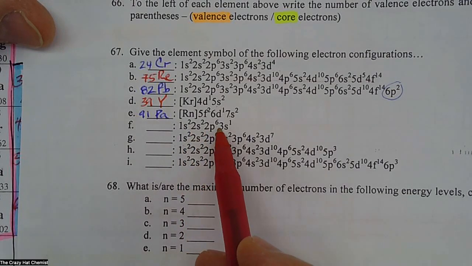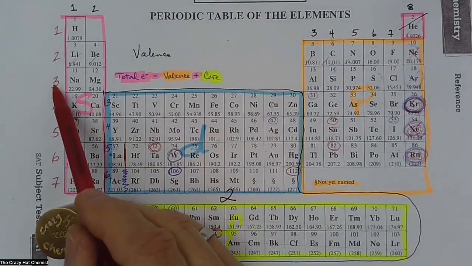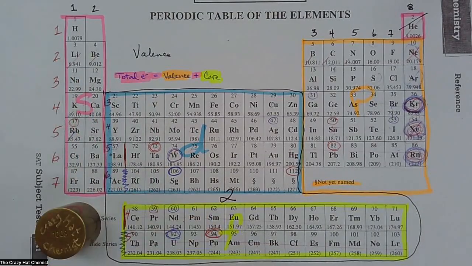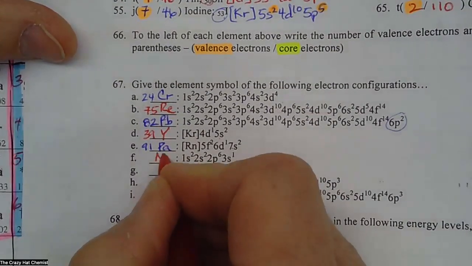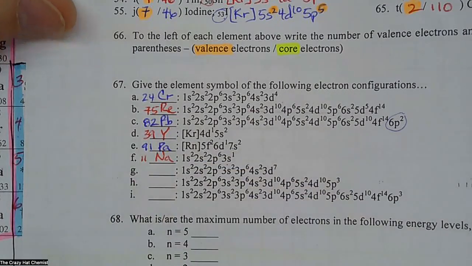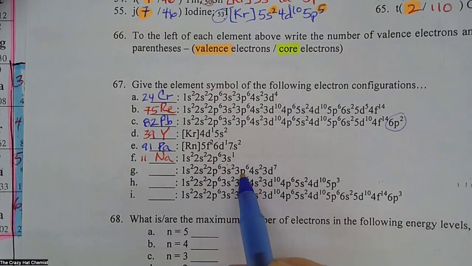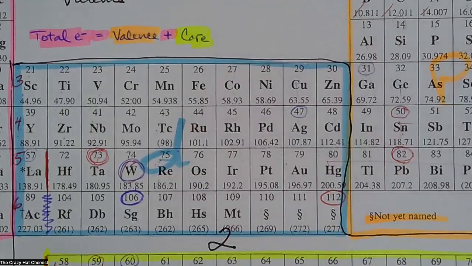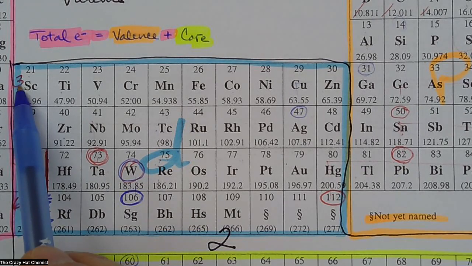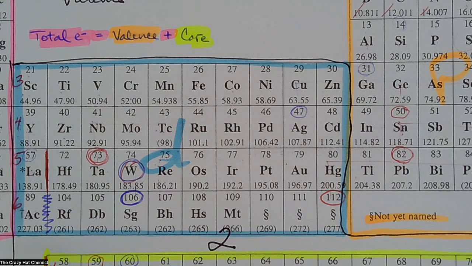1s2, 2s2, 2p6, 3s1. So I'm looking for 3s1. Where's 3s1? There's 3s1. That is sodium, number 11. Everything is filled in prior to that. And Na, number 11. All right, next one. 1s2, 2s2, 2p6, 3s2, 3p6, 4s2, 3d7. So I'm looking for 3d7. That's a 3d1, 2, 3, 4, 5, 6, 7. Cobalt, number 27.